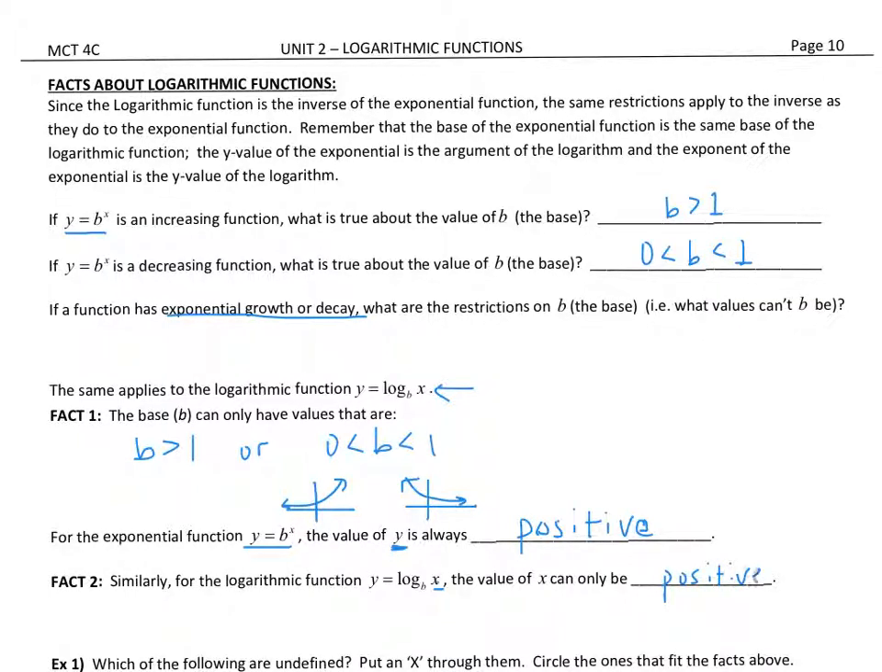Especially for those people who are going on to MHF 4U, this is going to be something that we need to play with over some time here. So I'm just going to fill in this last little bit here, if the function has exponential growth or decay. You are going to use these properties to decide which of the following are undefined. So which of the following don't follow these rules? Put an X through them and circle the ones that do fit those facts.